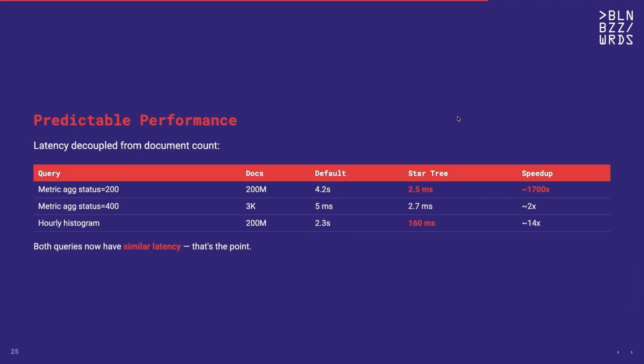Similarly, for status 400, we had 3000 matching documents, and that was taking 5 milliseconds. For the star tree case, this would take just 2.7 milliseconds. So if you look at the star tree column, 2.5 milliseconds, 2.7 milliseconds. Both are similar, right? That is what we wanted to achieve, irrespective of the total documents which match. For status 200 there were a lot more documents matching, 200 million, and in status 400 there were very few. But irrespective of that, the performance is similar. Both queries have similar latency, and that is the point of using star tree in this case: predictable performance.